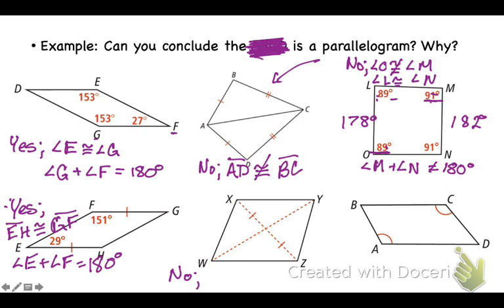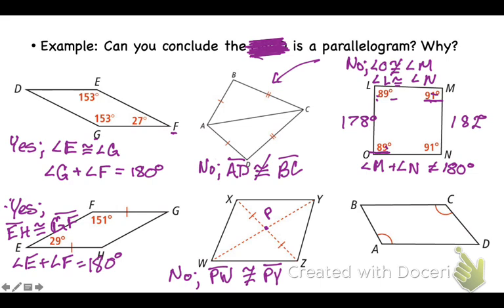XZ is bisected, yes? But WY, do you guys have a point in the middle? No. Put point P there. So, does it tell me that WY is bisected? No, and I need to know that, don't I? So, we're going to put PW is not congruent to PY. Now, it could be, but does the picture tell me it is? Nope.